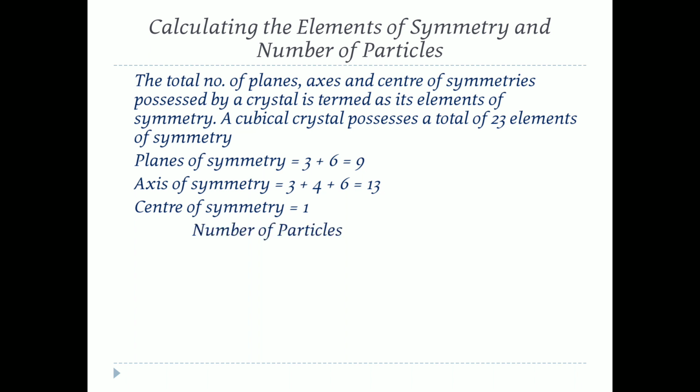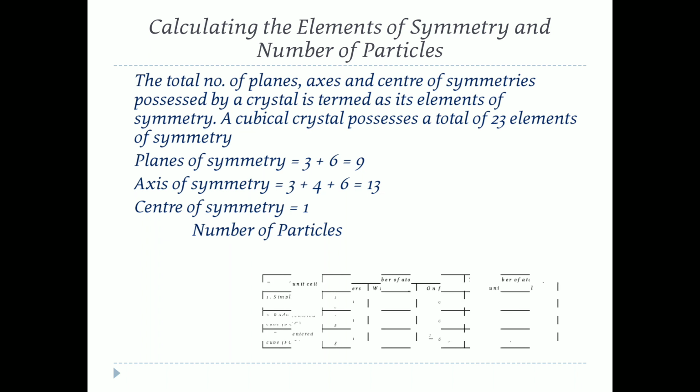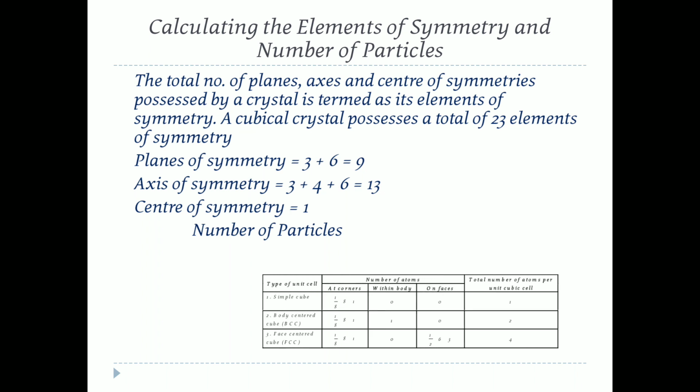Now coming to the number of particles, we have dealt with it in detail in our regular annual preparation. For a simple cube the number of particles is 1, for a BCC it is 2, and for an FCC the number of particles is equal to 4.